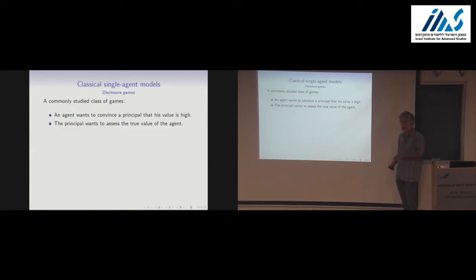Most of what I'll be talking about will fall into a class of games called disclosure games. In these games, there's an agent who wants to convince a principal that his value is high. Notice all types of the agent want to convince the principal that the value is high. I'll be repeating this type of assumption later. Implicit in that statement is the assumption that the agent's preferences are type independent. All the types agree: I want to prove that my value is high.